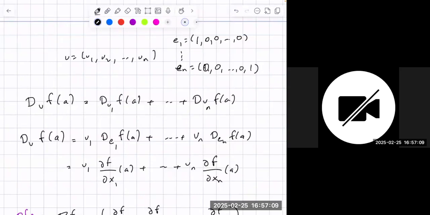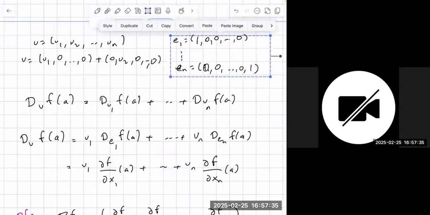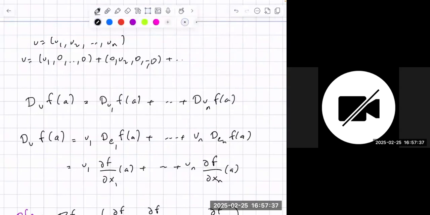What am I going to do? V1, this guy. And what do I mean by V1 is this. Let me be slow and tell you what I'm doing here. I'm taking this V and writing it up as follows: V1, a whole bunch of zeros, plus 0, V2, a whole bunch of zeros, and all the way up. So far, so good. This looks rather silly. Why would you do that? We are going to get something out of it.